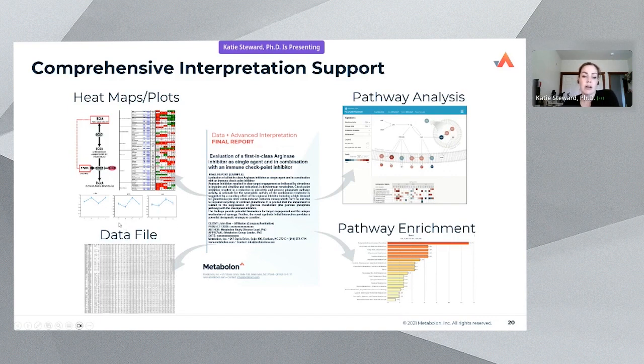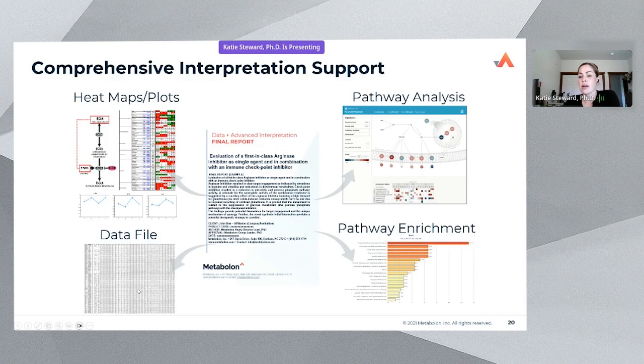Coming standard with all of our deliverables are some basic statistics as well. So like I said, ANOVA and ANCOVA, t-tests, we do PCA plots, hierarchical clustering, random forest analysis, and then whatever other statistics you might need, we can also help you there as well. We also provide line plots or bar plots of each individual metabolite. We include a CSV machine-readable data file.